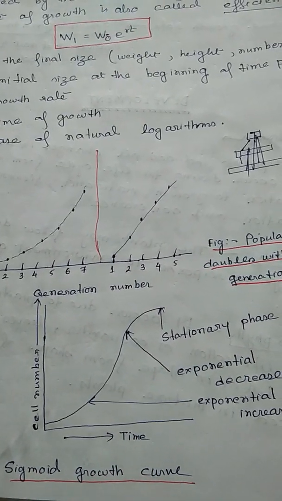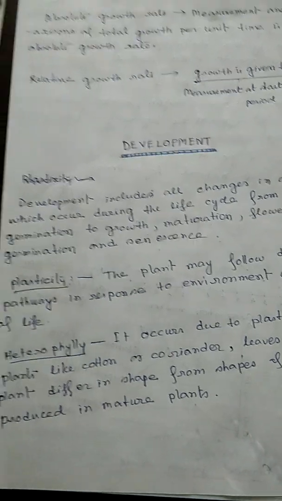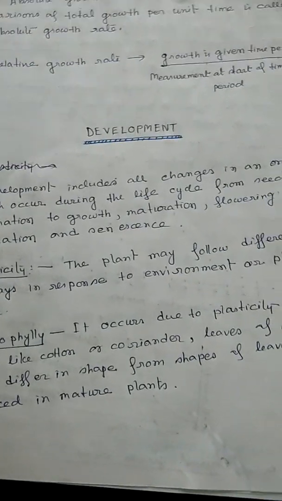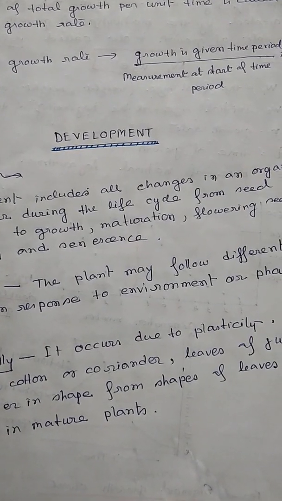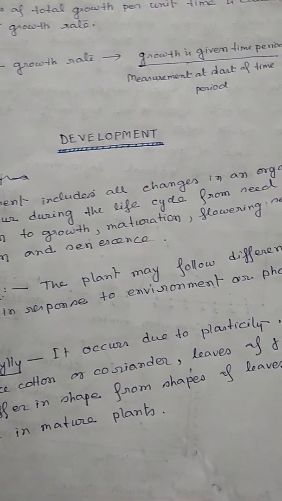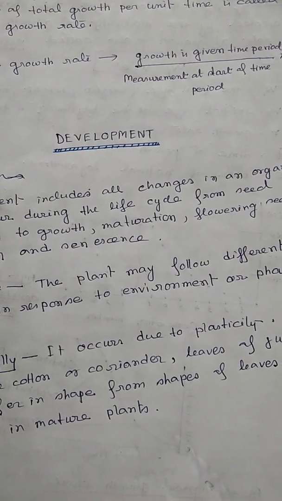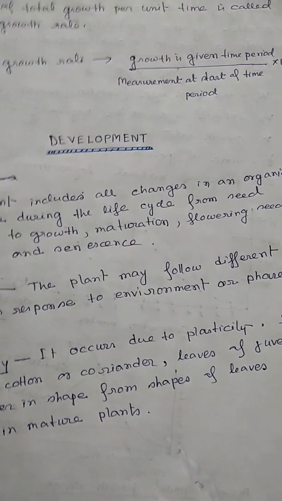Now the next one is development. What is development? Development includes all changes in an organism which occur during the life cycle, from seed germination to growth, maturation, flowering, seed formation and senescence.